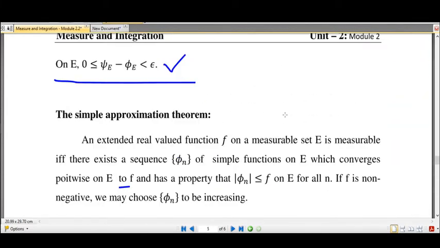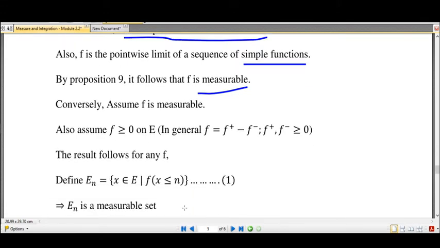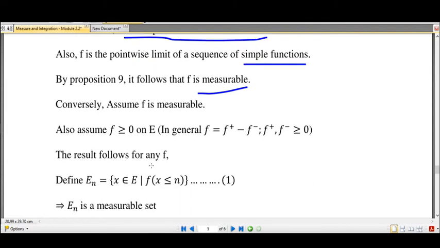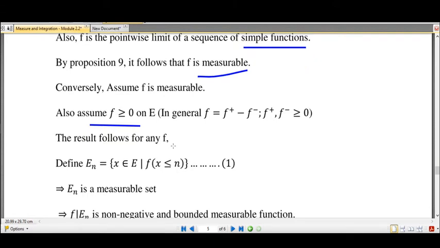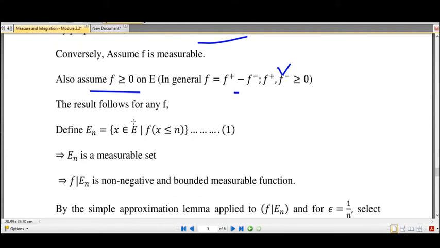Therefore, we get that f is a measurable function. Now we prove the converse part of this theorem. So we assume that f is a measurable function and also assume that f is a non-negative function, f is greater than or equal to 0 on E. In general, f is equal to f plus minus f minus, but f plus and f minus are non-negative functions. Therefore, the result follows for any f.